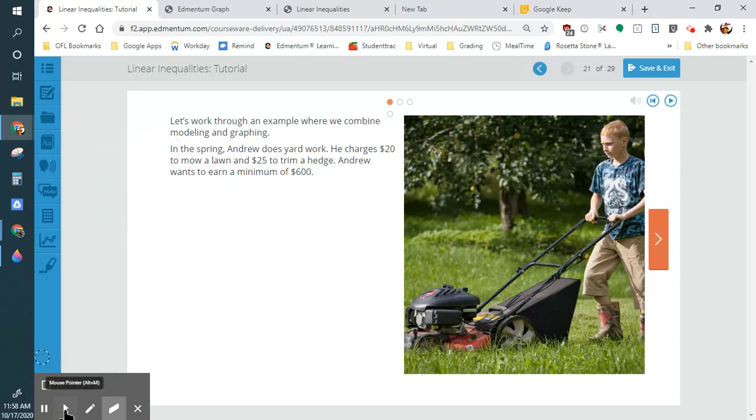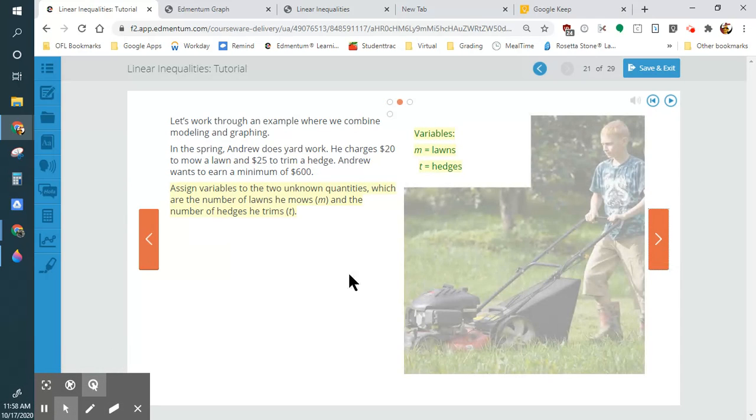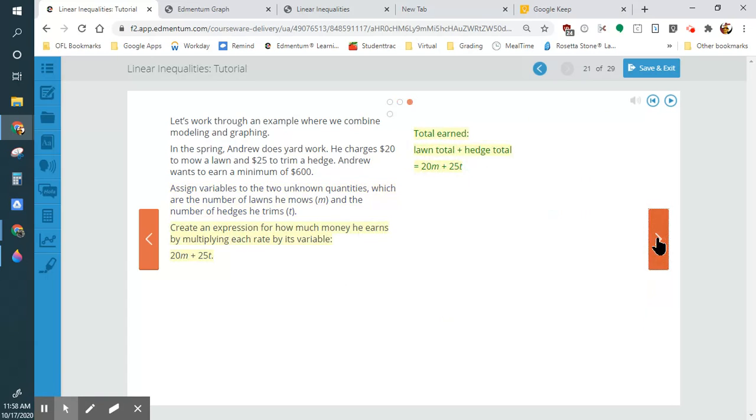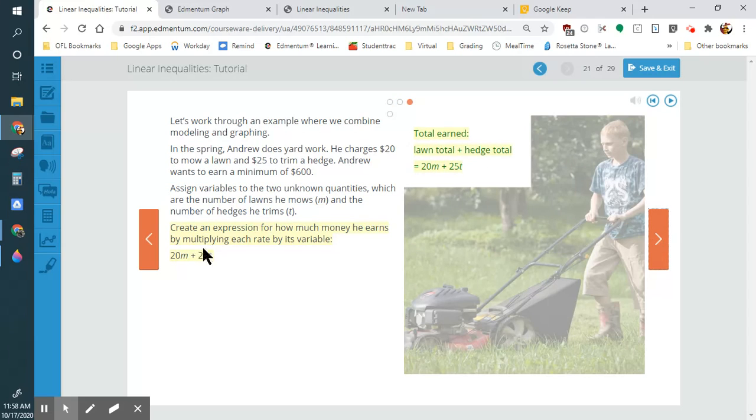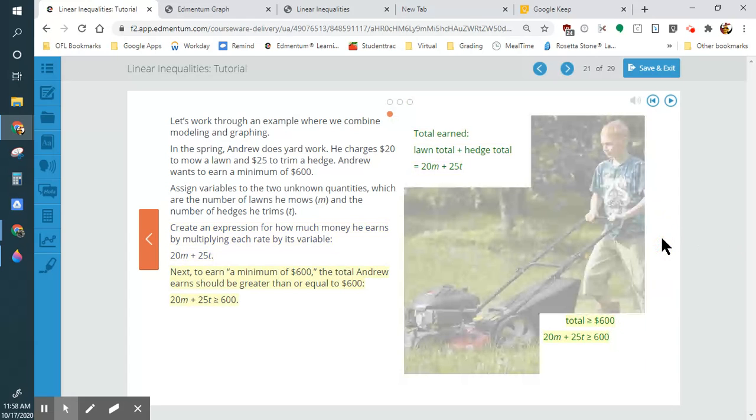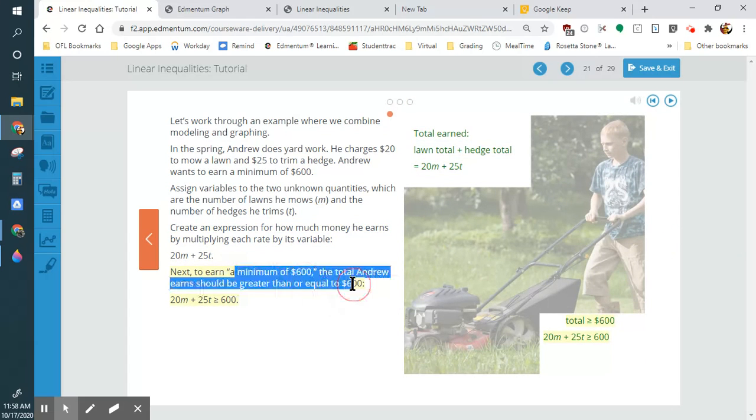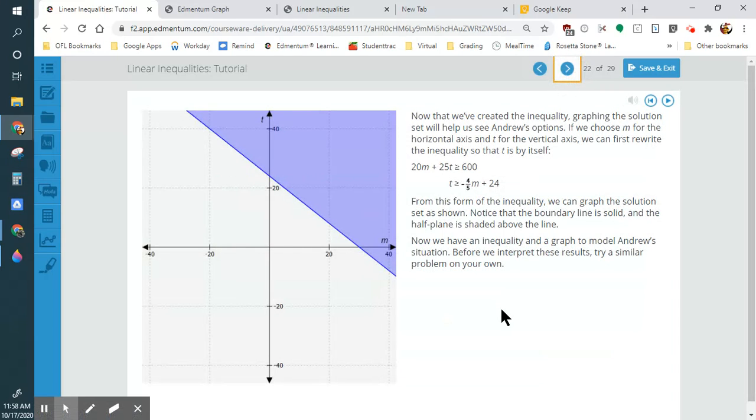So I'm kind of explaining things. So you see that, oh, they're using M and T. And see how they define their variables? That way they know what they're talking about. So trimming hedges, mowing lawns. So they have this. So $20 for mowing, $25 for trimming, and at minimum. So that means he wants to earn more than that. He can earn that 600, but he wants to earn more than that. All right, let's go to the next slide.